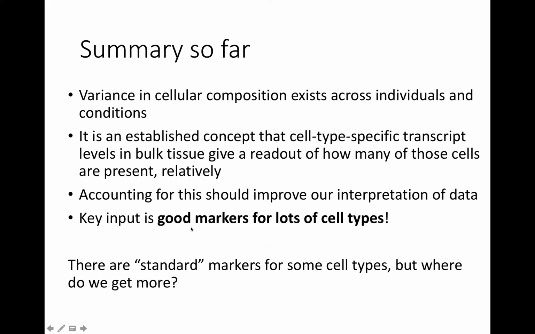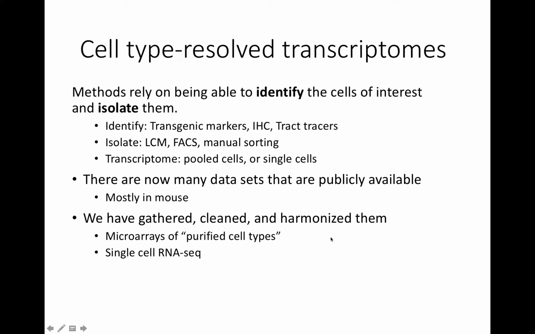What we need, though, are markers, lots of markers for lots of cell types. If you look in the literature, lots of neuroscientists could probably name some markers for their favorite cell type. There are standard ones that have been around for many years, but we want more of them. So where do we get those? The way we do that is using cell type resolved transcriptomes.